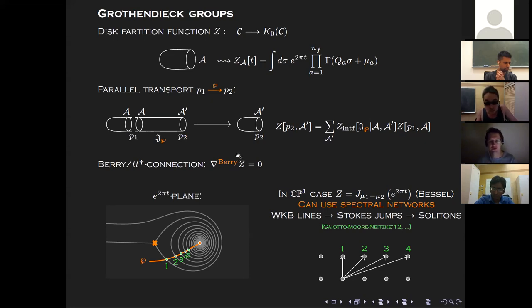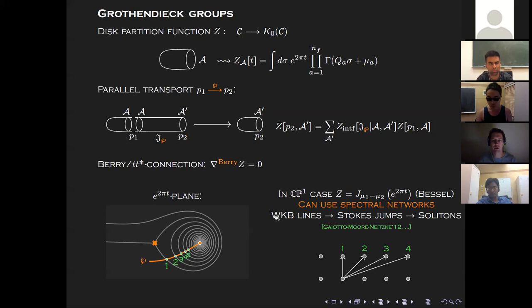For two-dimensional N=2 theory, this pair connection is often also called the tt* connection. In the discussed case of CP1, this partition function is just a Bessel function, and at this point you could use the usual tools to describe spectra of my series, like spectral networks, or alternatively, I could perform WKB analysis of this differential equation.